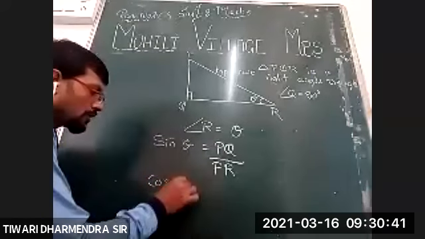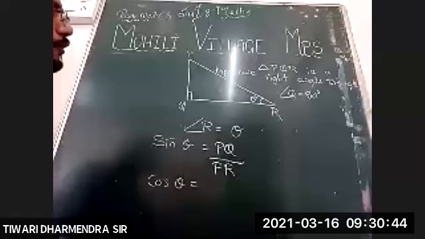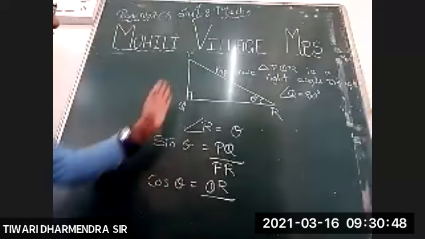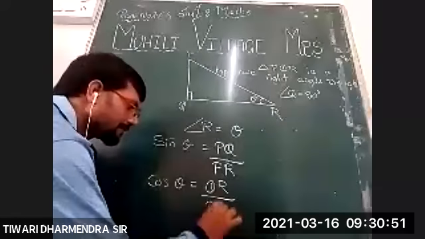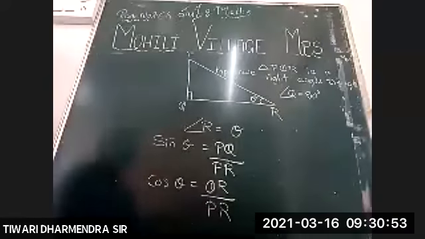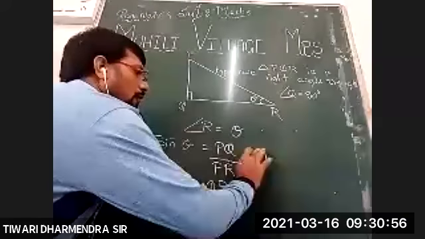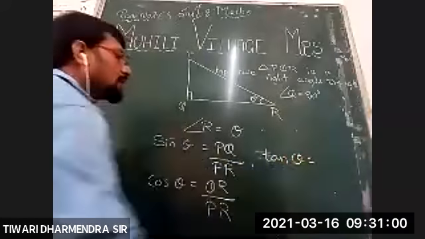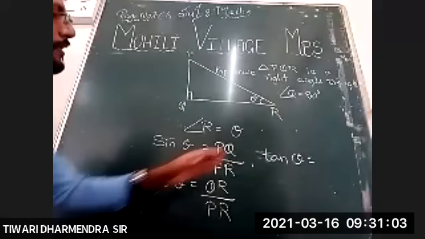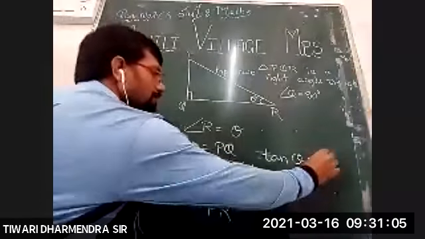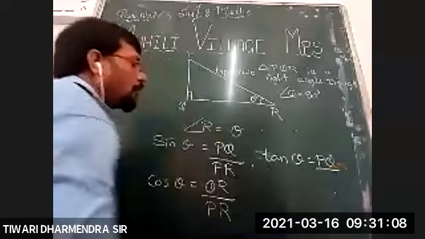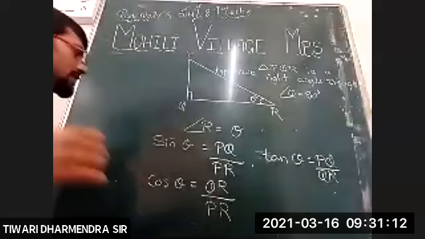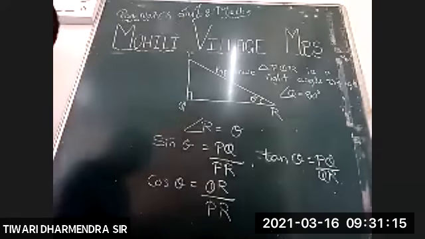Similarly, cos theta, side adjacent to theta is QR divided by hypotenuse. Hypotenuse is PR. Okay, even this is done. You can write small t or capital T, no problem. So tan of theta is equal to opposite upon adjacent. So opposite to theta is PQ upon adjacent to theta is QR. So this is the answer for sine theta, cos theta, and tan theta.